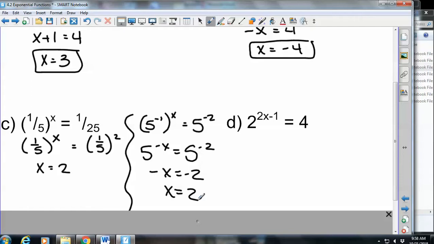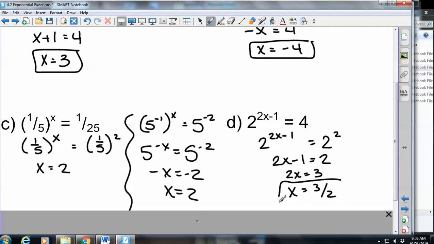Alright, D. 2 to the 2x minus 1 equals 4. What are we going to do? 4 is 2 squared. So now the base is the same, so set your exponents equal. If I add my 1 and divide, we get 3 halves. You can get fractions and decimals for these answers.